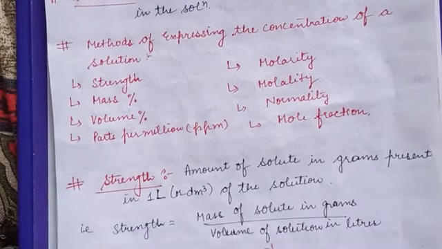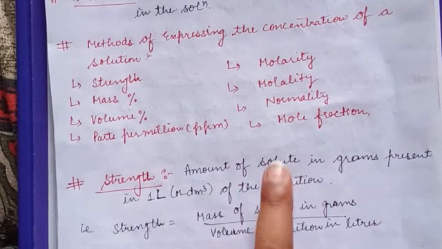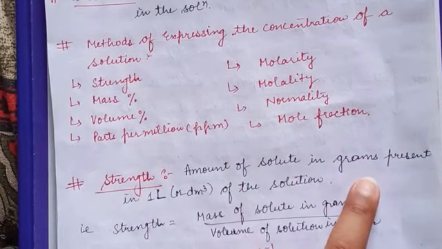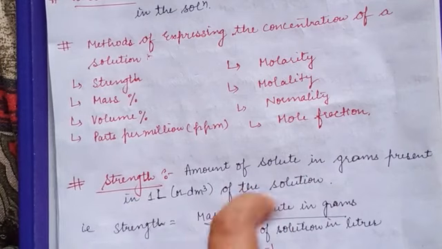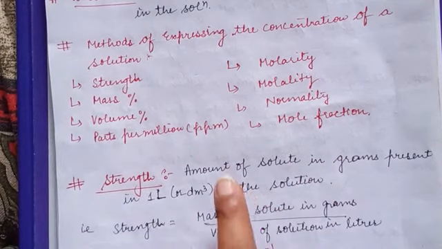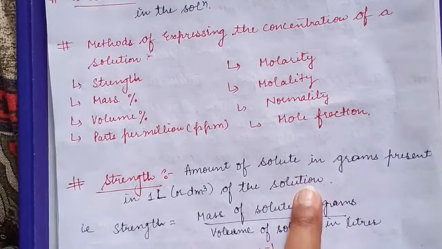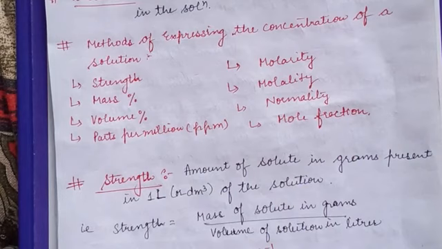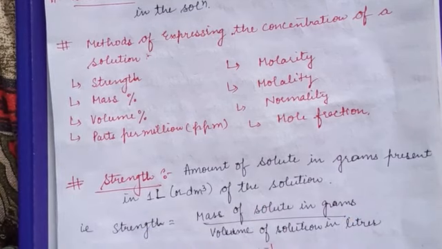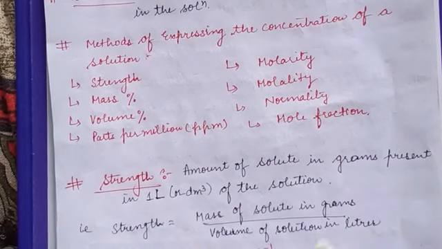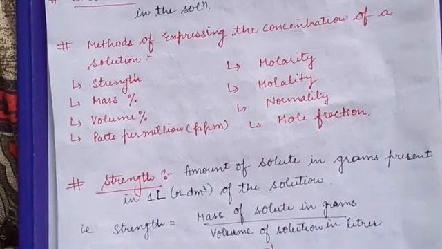What is strength? Strength is the amount of solute in grams present in 1 liter, or you can say decimeter cube, of the solution. That means how much solute in grams is present in 1 liter of solution. Strength will be equal to, in the mathematical way, mass of solute in grams divided by volume of solution in liters, and the unit becomes gram per liter.